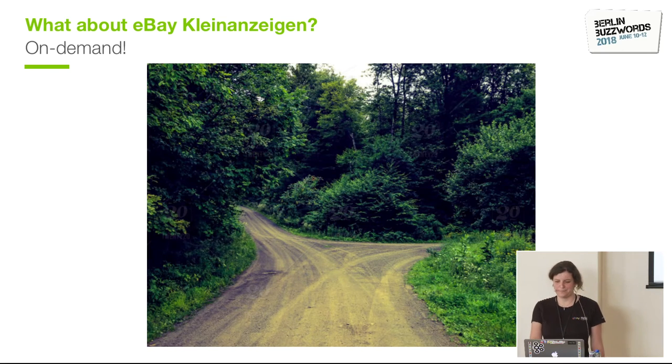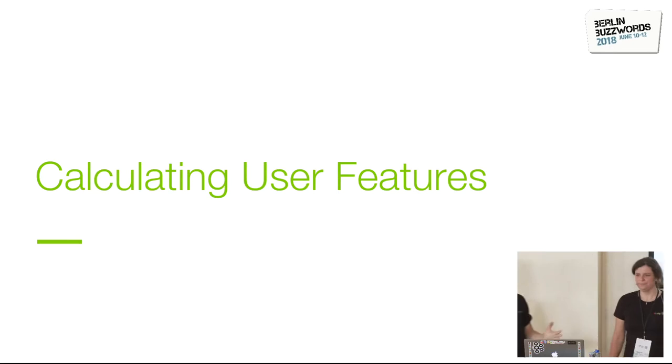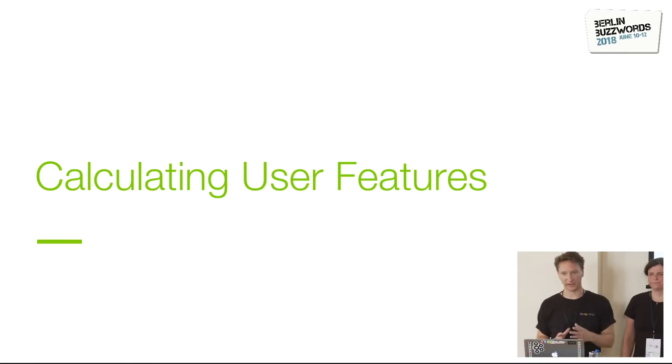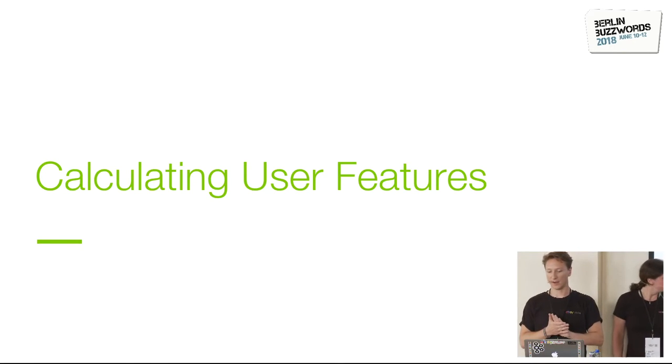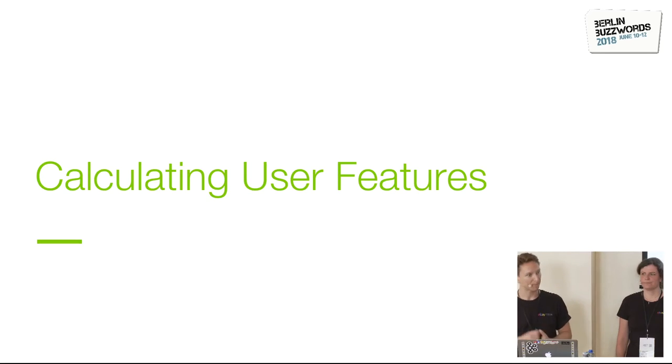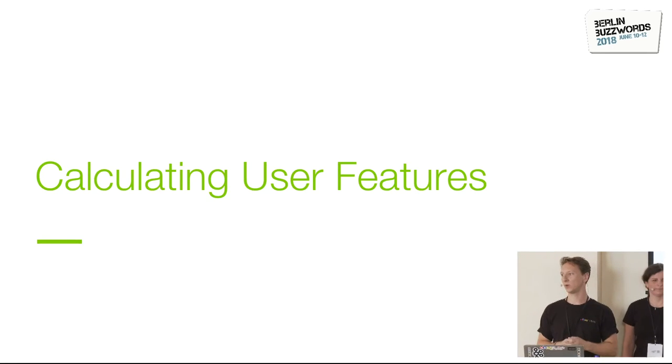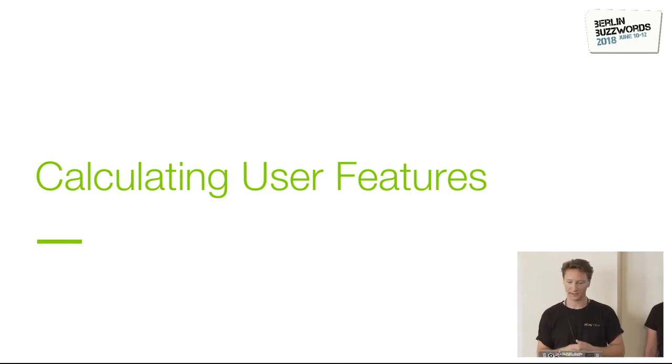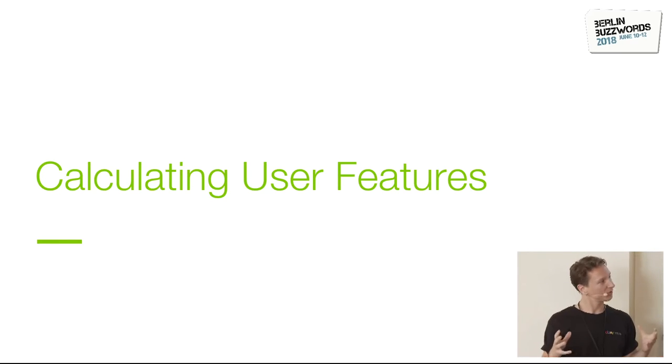Right. So the first part of this problem is calculating the user features. So I talked about earlier, we have these interactions of the users on the platform, which are these item views and the user searches. Those are the main bits of information that we use to personalize this feed. We need a way to scalably store that information and later process that information.